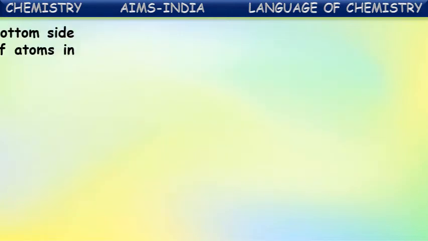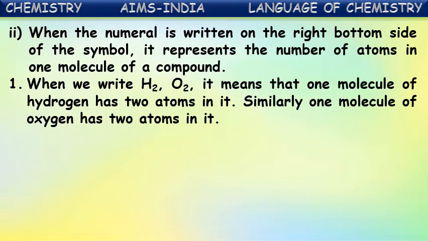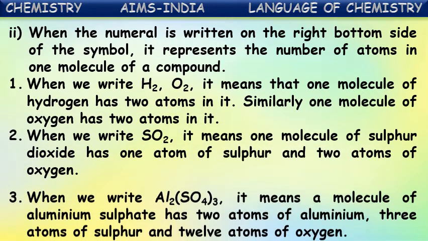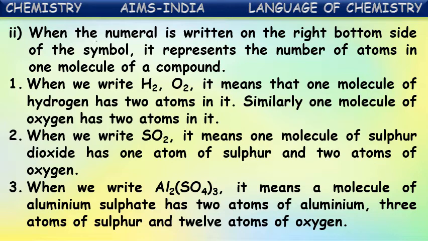That is what is being explained here. And one more point regarding this: when the numeral is written on the right bottom side of the symbol, it represents the number of atoms in one molecule of a compound.